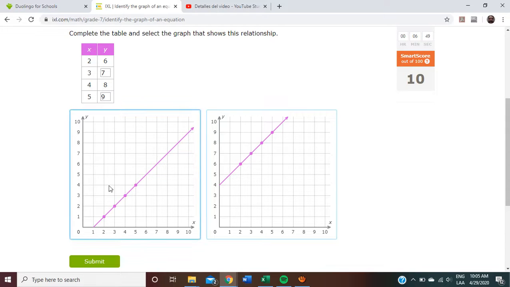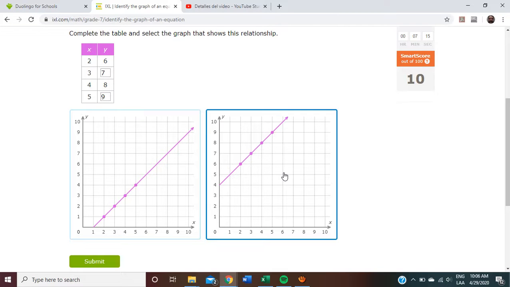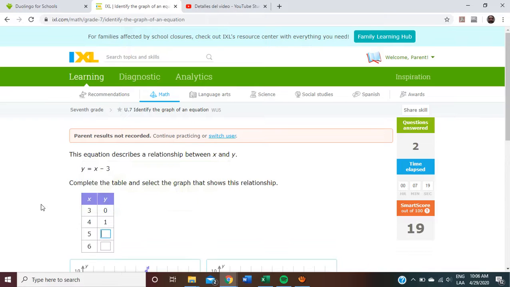x 2, y 1. It has to be y 6. So this is not the correct graph. So the correct graph is x 2, y 6. You see? x 3, y 7, x 4, y 8, x 5, y 9. So this is the correct one. Okay, we submit it. Good work.